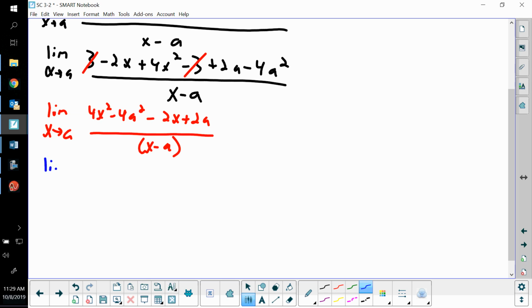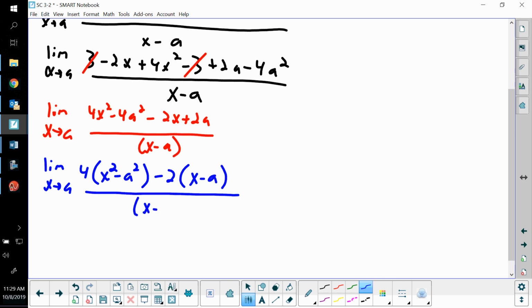Well, in the first thing, we can pull out a 4. And by first thing, I mean the first two terms. And that leaves us with x squared minus a squared. Well, we can pull out a negative 2 in the second one. And the reason we'll pull out a negative 2 is that'll leave us with an x minus a. So we got the x minus a in the second part, but we don't in the first part. Well, you might recognize that's the difference of two perfect squares. So we can rewrite the x squared minus a squared as x plus a, x minus a.